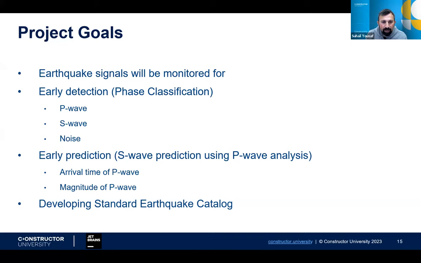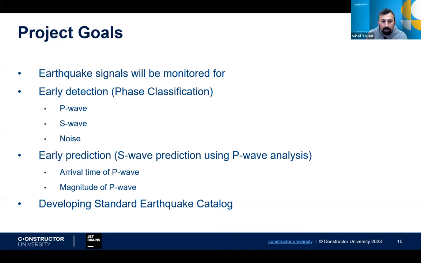Similarly, the next part was early prediction, so S wave prediction using P wave analysis. Once we have done the phase classification, that is, once we know whether this is a P wave, an S wave, or noise, the next stage is that once we detect a P wave, we should have a system that can predict the S wave that has not yet arrived. So for the S wave, we were interested in the arrival time, because that will tell us how much time there is for the S waves, which are the more destructive waves, to arrive, and the magnitude of the waves, because once we know the magnitude of the P wave, that can give us an indication of the intensity of the earthquake.